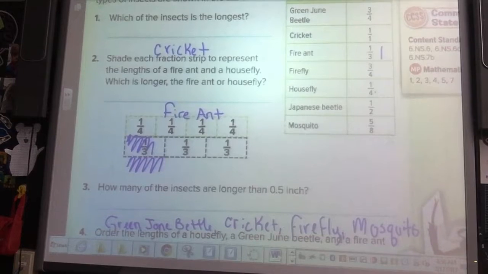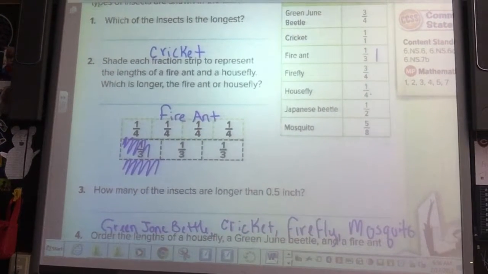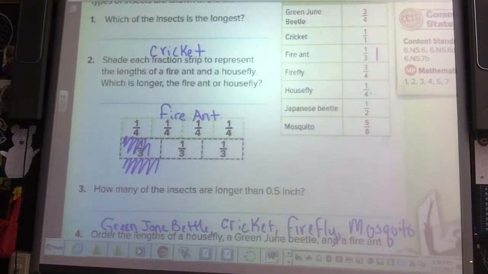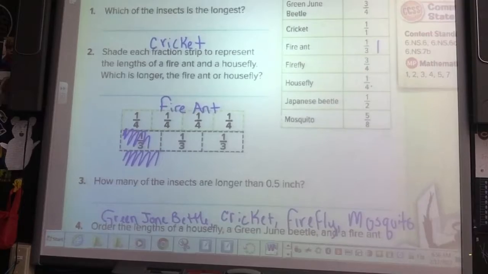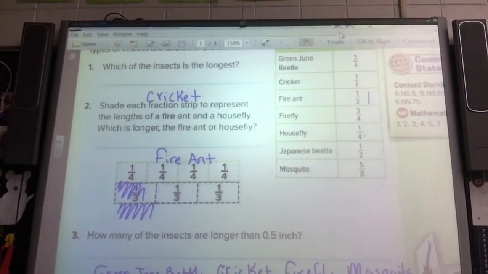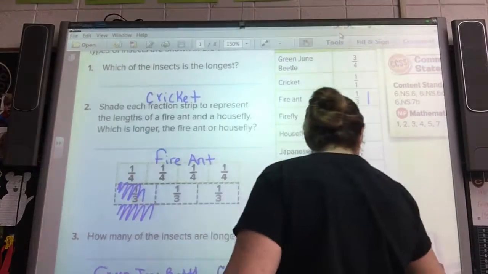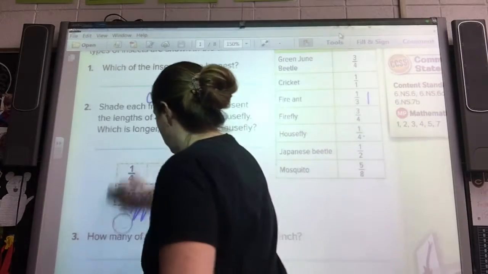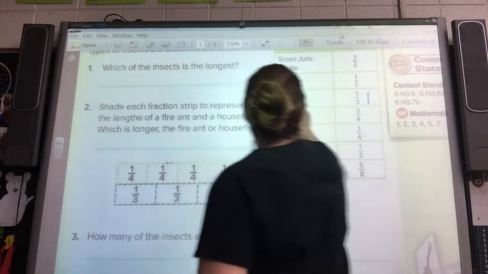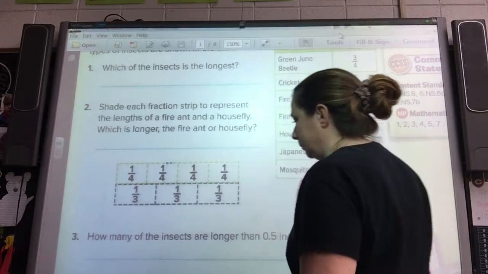If you need to, pause because I'm going to put this camera back. The only reason that the Japanese beetle did not make it is because it said longer than half an inch. Okay? Longer than half an inch. All right, I'm going to erase so we can move up. So far, this isn't completely torturous. It's about to get there. Don't be scared.